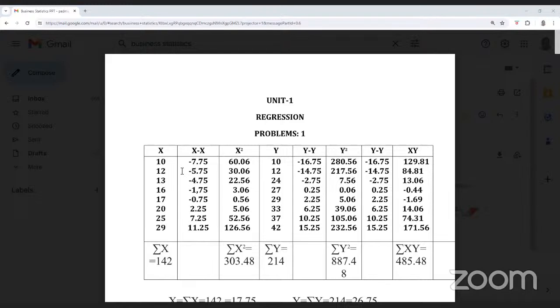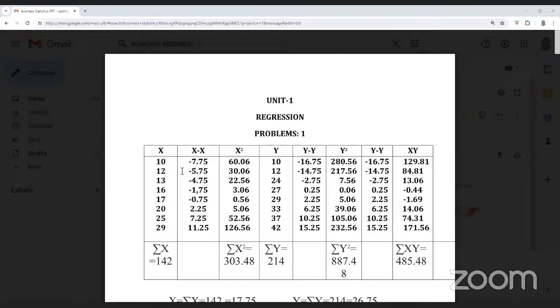Yes, ma'am. Here we have two types of regressions. One is simple and multiple. The other one is linear and non-linear regression. In simple regression, it is an analysis of the functional relationship between two sets of variables, A and B. One is dependent, the other one is independent. So that is a simple regression.